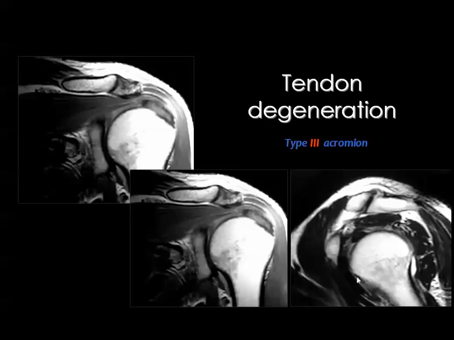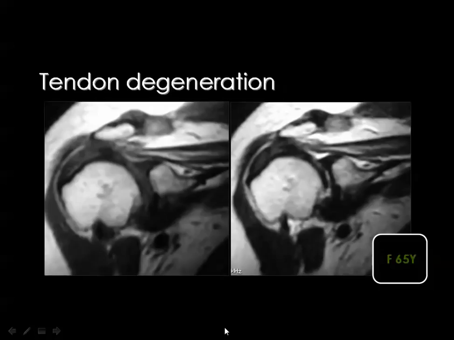As you remember, one of the common lesions that are associated or contributing to the degeneration of the tendon is the acromion shape, particularly the type 3 with anterior hook. And you remember that the acromion shape is evaluated in the sagittal images, and here you can see an anterior hook type 3 acromion with tendinopathy of the supraspinatus tendon, showing intermediate signal in the T1 and also in the T2 weighted images.